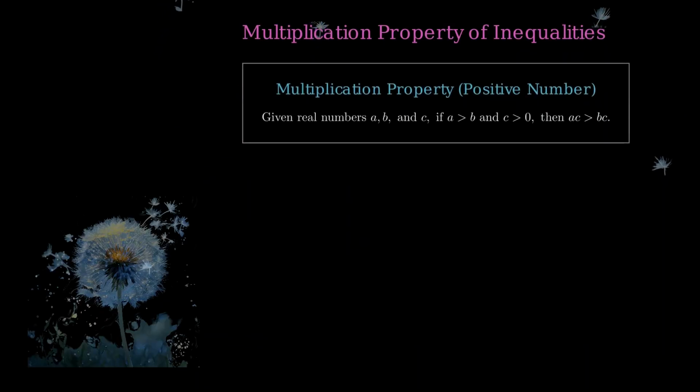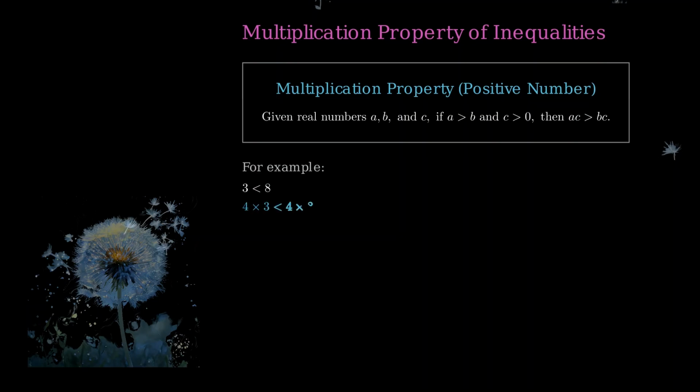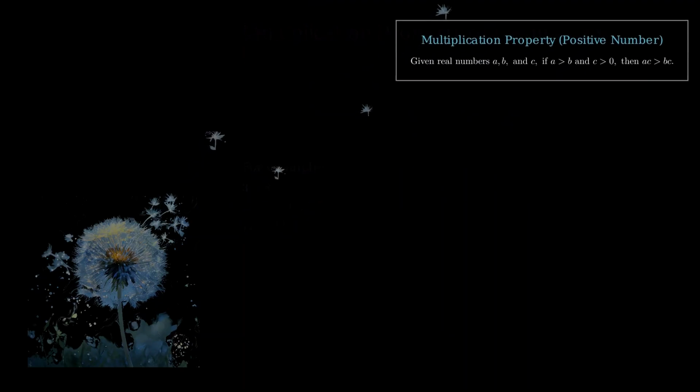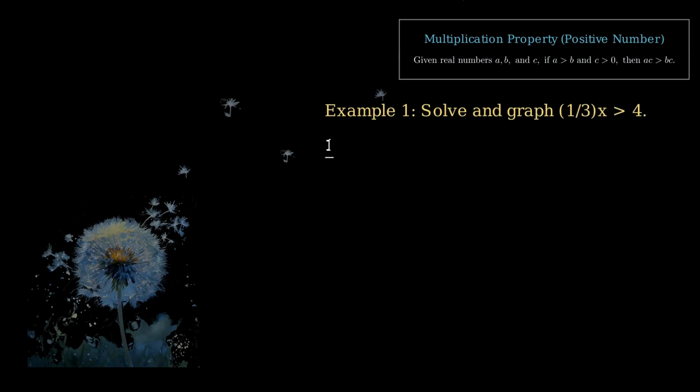The multiplication property of inequalities states that if we multiply both sides of an inequality by a positive number, it gives an equivalent inequality. Given real numbers a, b, and c, if a is greater than b and c is greater than 0, then a times c is greater than b times c. Notice that the direction of the inequality stays the same. Let's look at example 1.